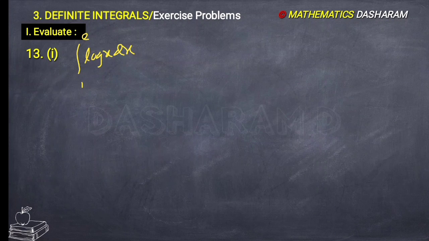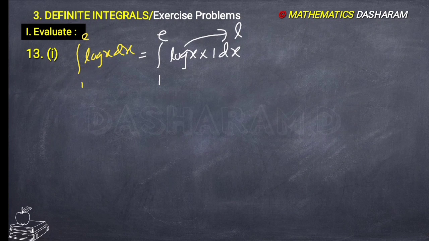13th bit, first problem: integral 1 to e log x dx. So it is equal to integration 1 to e of log x, which can be written as log x into 1 dx. Log x is a logarithmic function, 1 is an algebraic function. So ILATE rule: as per this rule, logarithmic function first, algebraic function second. That is why I wrote log x into 1. Okay.